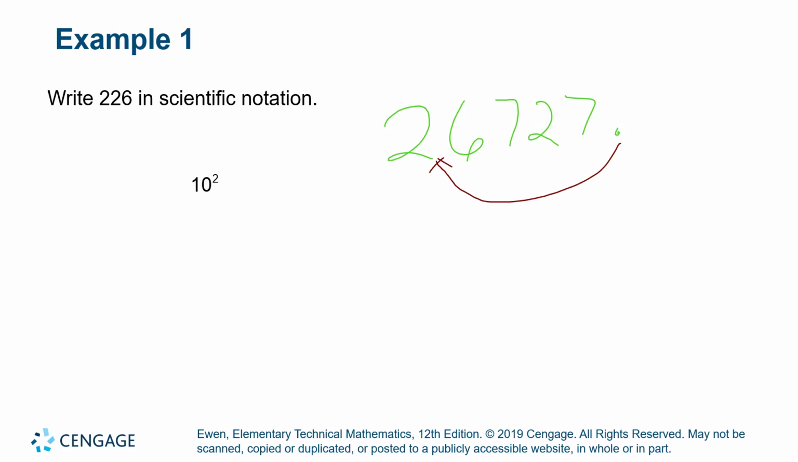1, 2, 3, 4 times. So I have 2.6727 times 10 to the power 4. 10 to the power 4 is 10 times 10 times 10 times 10, which is 10,000. So it's 2.6727 times 10,000, and that should bring you to 26,727.